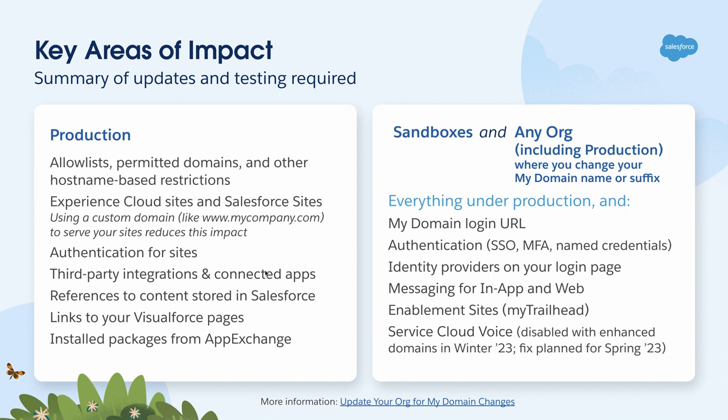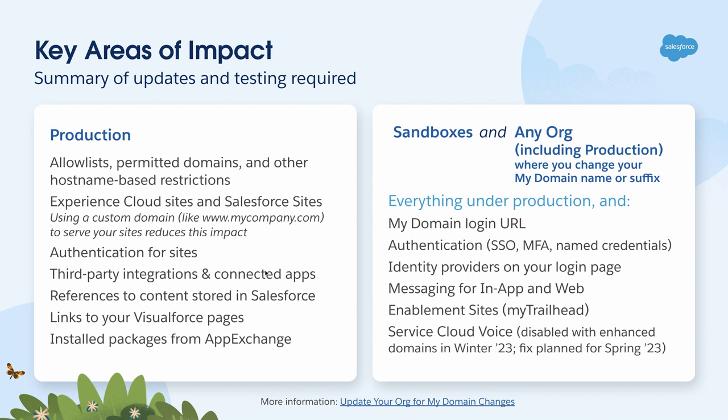They're all documented in Salesforce Help. If you use authentication for sites, including single sign-on, multi-factor authentication, and named credentials, then you need to update those with your new site login URL. And any third-party integrations and connected apps that connect to your sites have to be updated. Now, when you fall in the right-hand column and you're changing your My Domain name or suffix in production, or you're doing this in your sandbox, you also need to update those same third-party connections for the login URL that's going to change. We're going to talk about that in a second.